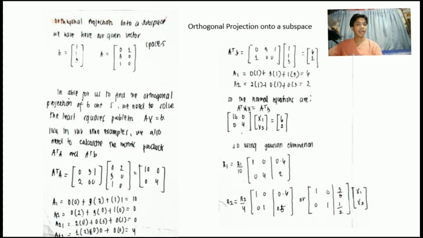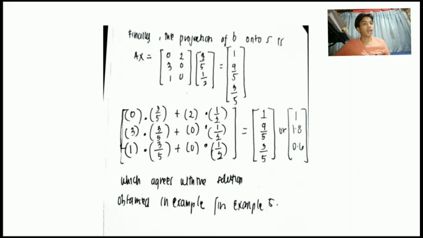We need to multiply again, and using Gaussian elimination, we'll be able to make the 1004 into 1001 to make it perfect. To do that, we need to make R1 equal to R1 over 10. So it would be 1, 0, 0, 4, and 0.6 and 2. For row 2, we use the formula R2 over 4. So it would be 1001, 0.6, and 0.1. So we have here our answer.